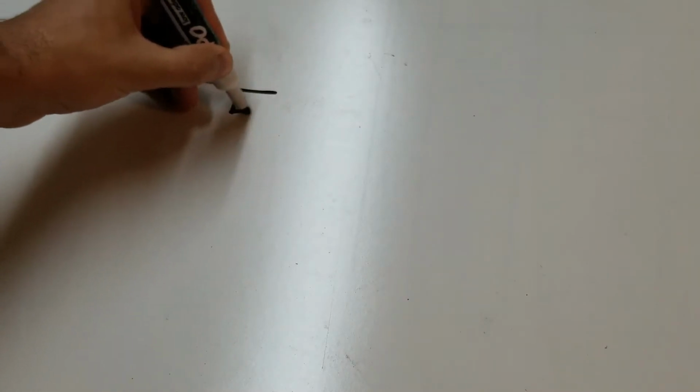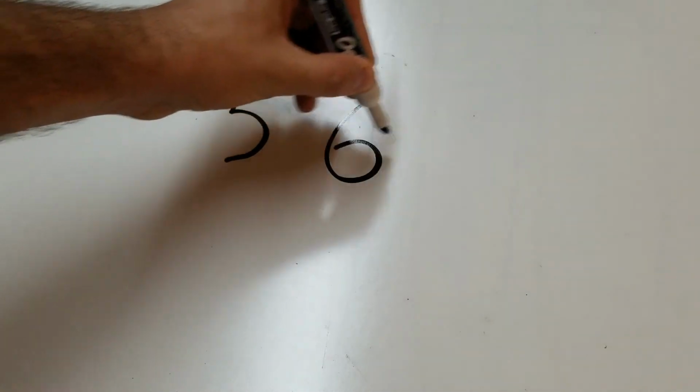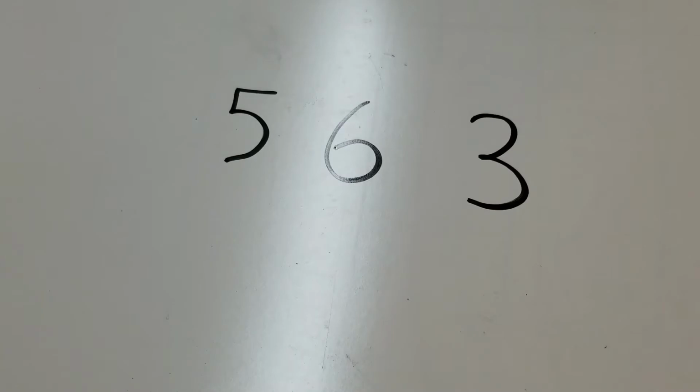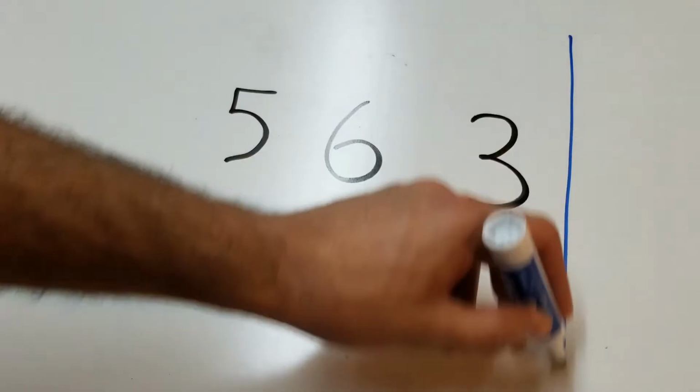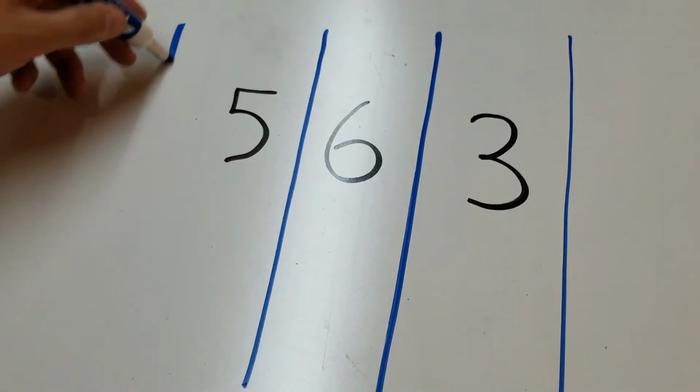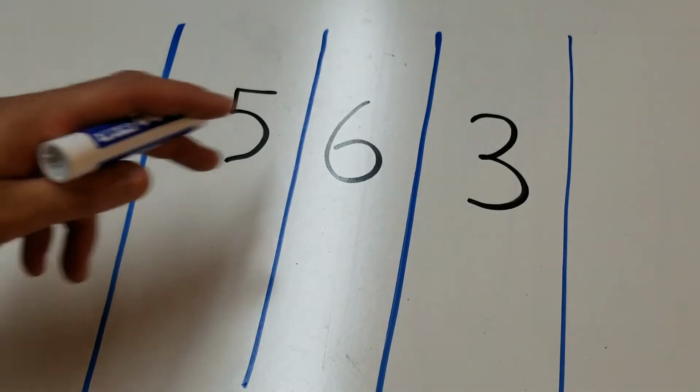Let's start with 563. So if we look at this number, 563, what does this actually mean? Let's take a minute before we jump right into subtracting to talk about what this number actually means. Well, one of the things I like to do is to keep my digits organized. And I like to really think about what each of these digits means.